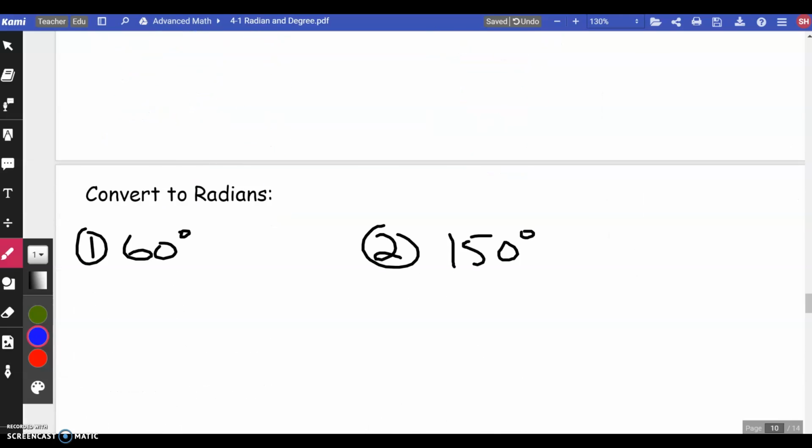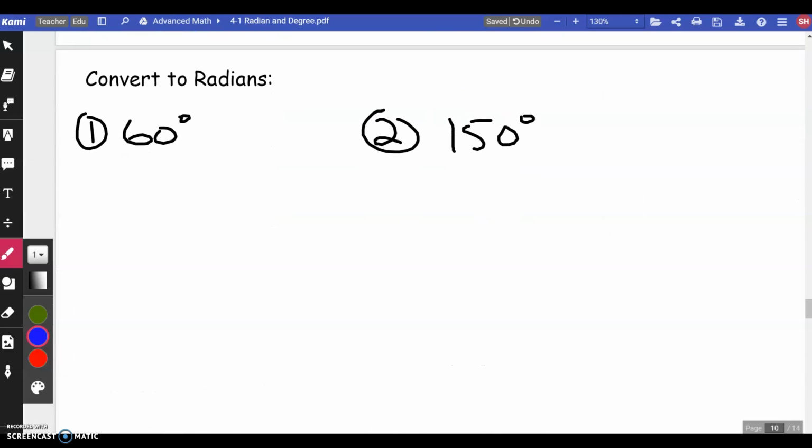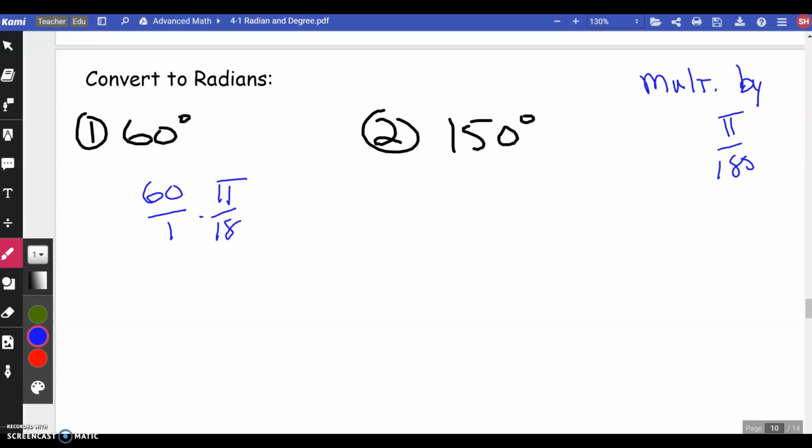All right, convert to radians. Same thing, but now we're going to multiply by pi over 180. So we're going to take 60 over 1 times pi over 180. Again, we have to do some reducing. I want to leave this as a fraction. I don't want a decimal in this case.